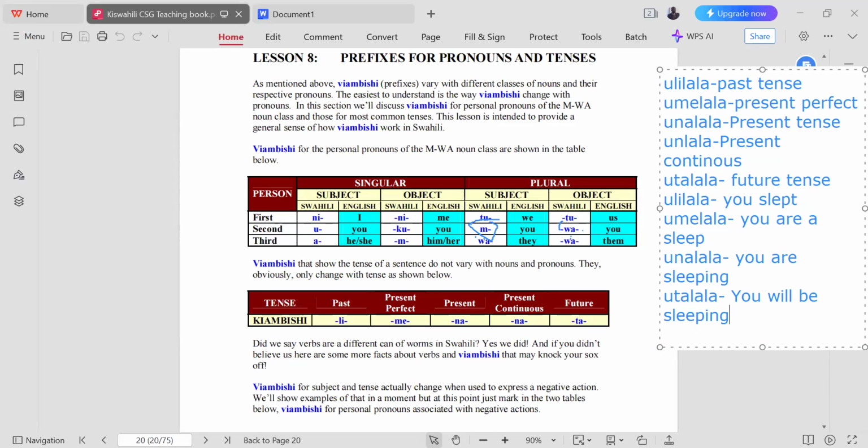When you want to say we slept, you say tulilala. We slept: tulilala. Nililala is the singular, which means I slept. I will be sleeping means nitalala. Nitalala. It is I, nitalala.